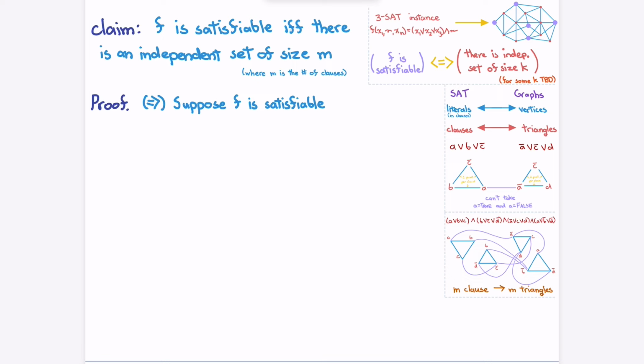Okay, so let's go through this slowly. Suppose F is satisfiable. I want to argue that there's an independent set of size M. So how would you write it out?